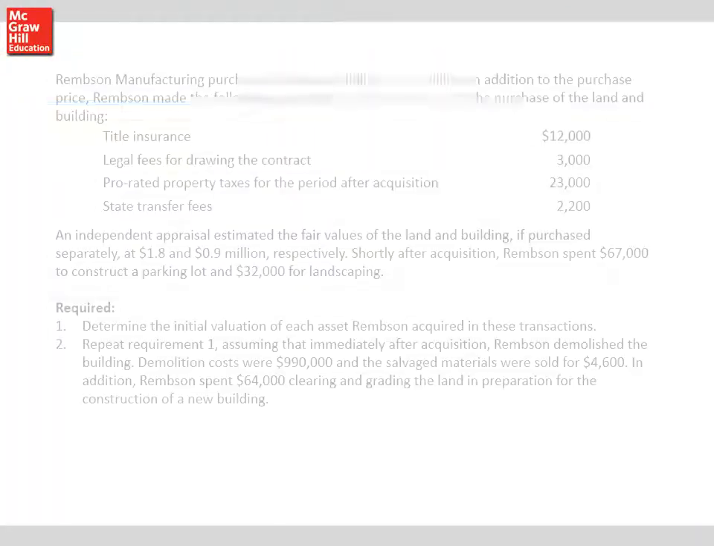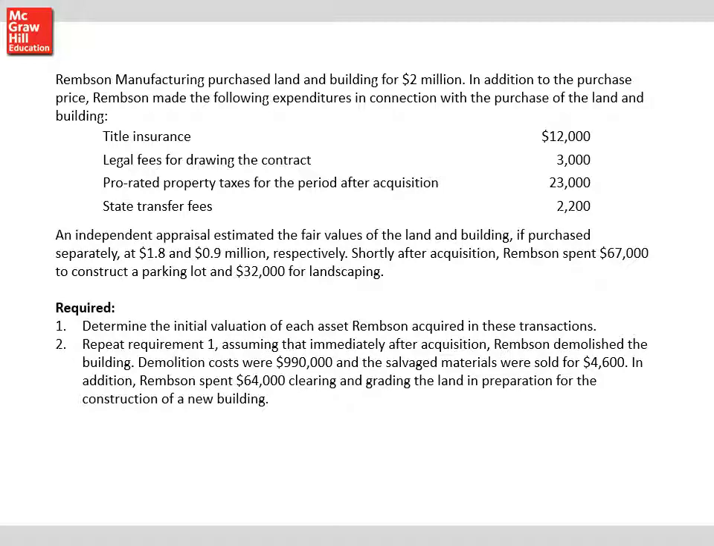In exercise 10-3, Remsen Manufacturing purchased land and a building for $2 million. In addition to the purchase price, they made the following expenditures in connection with the purchase of the land and the building: title insurance, legal fees for drawing the contract, prorated property taxes for the period after acquisition, state transfer fees. An independent appraisal estimated the fair values of the land and building if purchased separately at $1.8 million and $0.9 million respectively. Shortly after acquisition, Remsen spent $67,000 to construct a parking lot and $32,000 for landscaping.